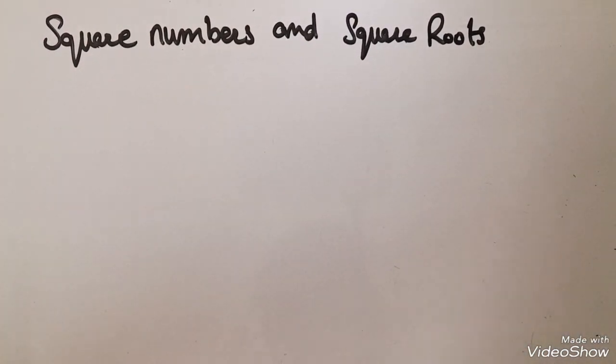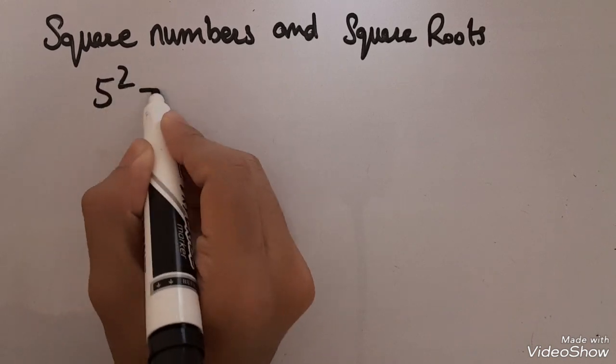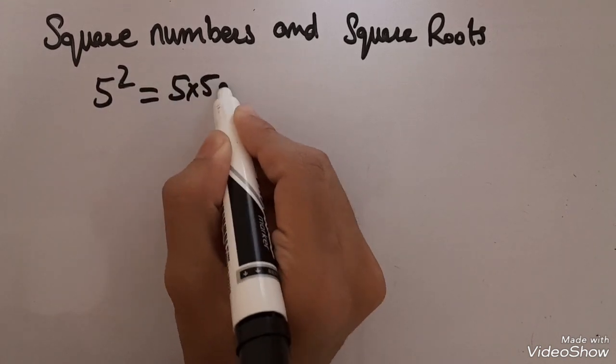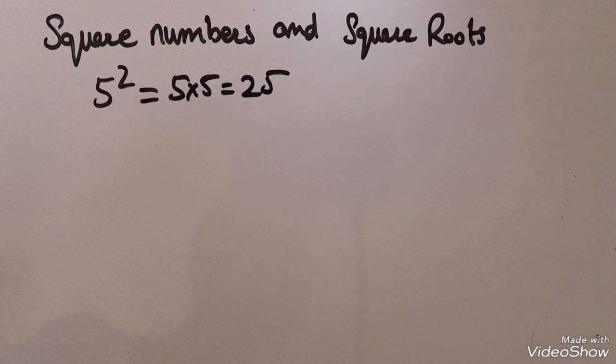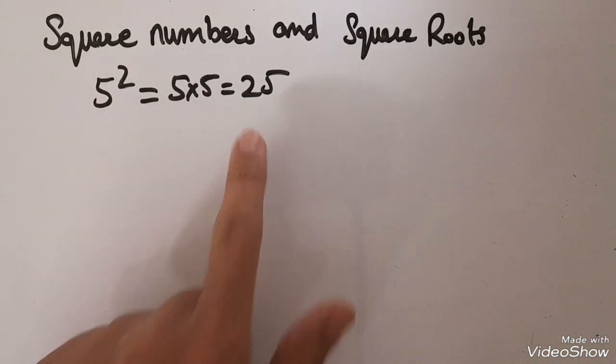A number is squared when it is multiplied by itself. For example, the square of 5 is 5 times 5, which is equal to 25. So 5 squared is 25.